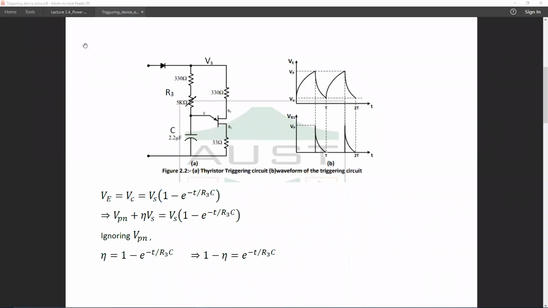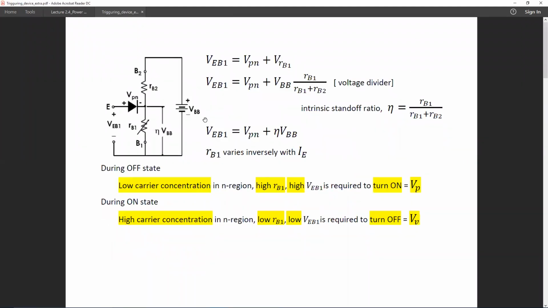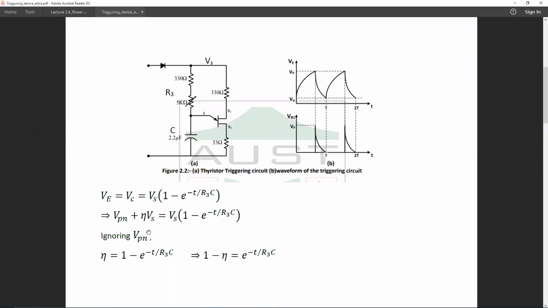This is basically this equation. So if we ignore the voltage drop in the diode, we can reduce the equation to something like this.